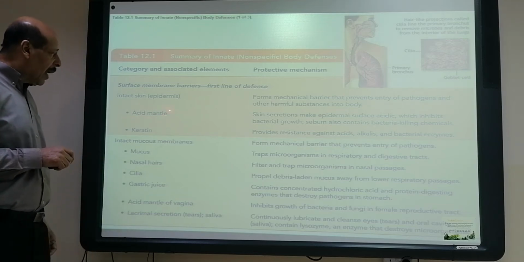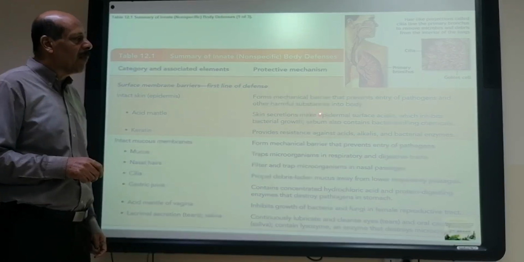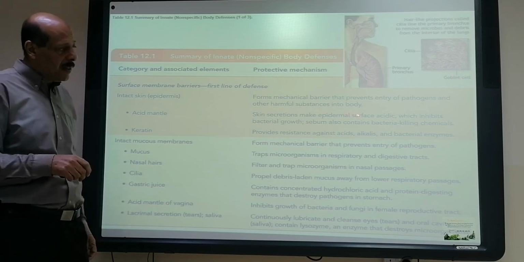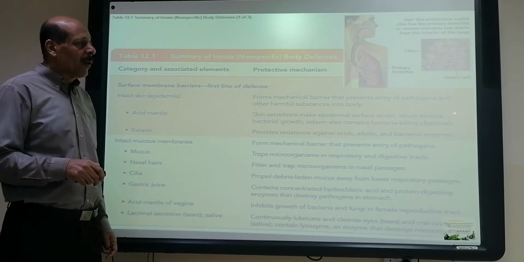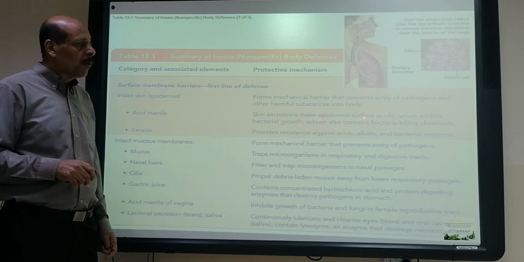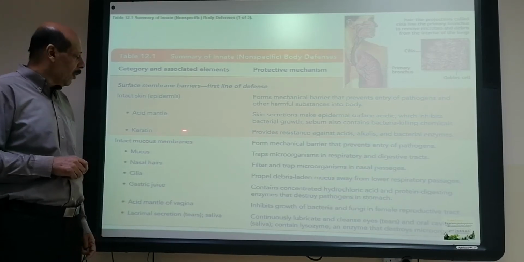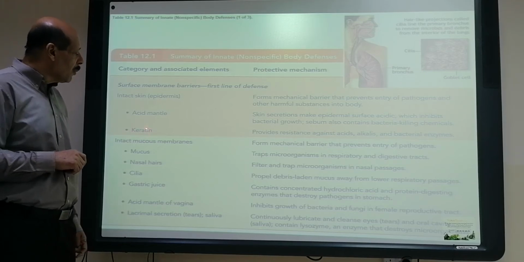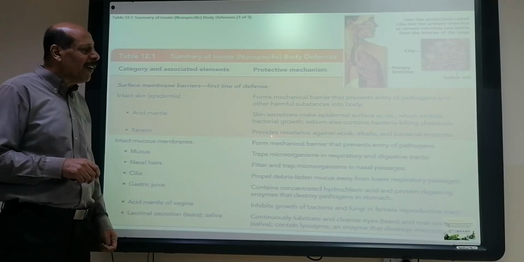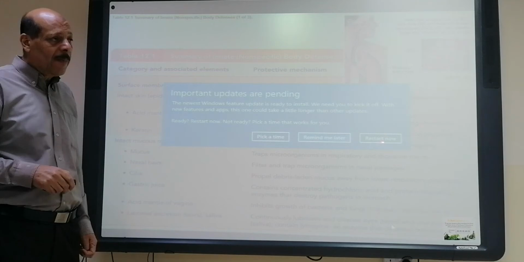Then the acid mantle: the skin secretes and makes the epidermis surface acidic. So the secretion coming out from the skin makes the skin surface acidic, which inhibits bacterial growth. Also, we have the secretion of sebum, which contains bacteria-killing chemicals that prevent their growth. The skin is also composed of keratin. The keratin layer provides resistance against acid, alkaline, and bacterial enzymes.